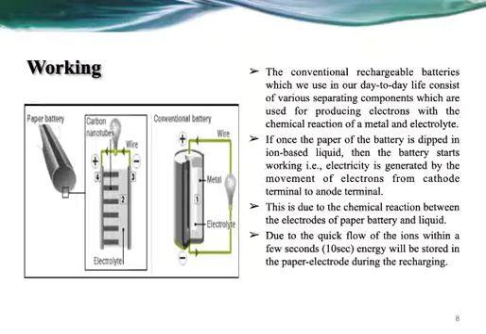Once the paper battery is dipped in ion-based liquid, then battery starts working. That is, electricity is generated by movement of electrons from cathode terminal to anode terminal. This is due to chemical reaction between electrodes of paper battery and liquid. Due to the quick flow of ions within a few seconds, that is 10 seconds, energy will be stored in paper battery during recharging.